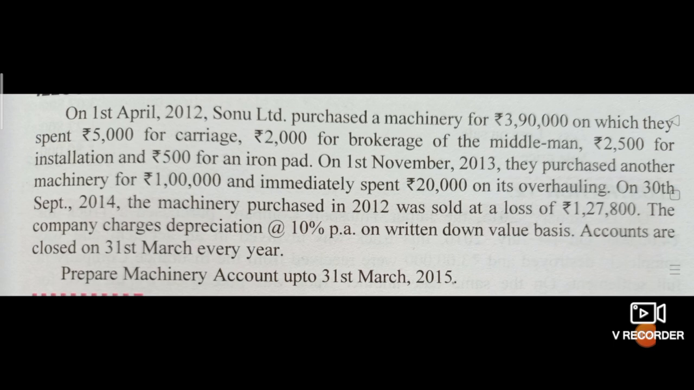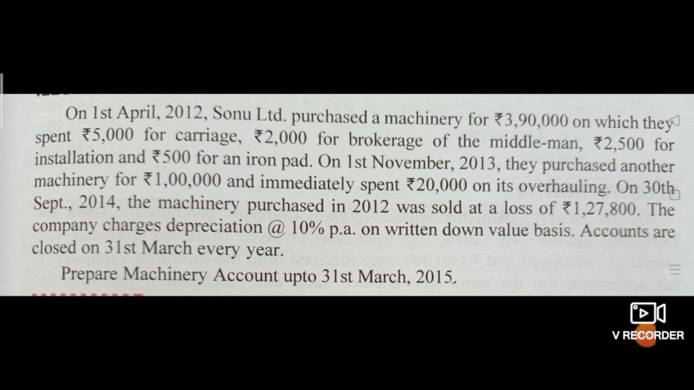On 1st April 2012, Sonu Limited purchased a machinery for rupees 3,90,000, on which they spent rupees 5,000 for carriage, 2,000 for brokerage of the middleman, and 2,500 for installation, and 500 for an iron pad. These all things will be debited to machinery account and credited to bank account, and will be added to the cost of machinery. So 3,90,000 plus all these expenses, total rupees 10,000. Total cost of the machinery will be rupees 4 lakhs. This is our first machinery.